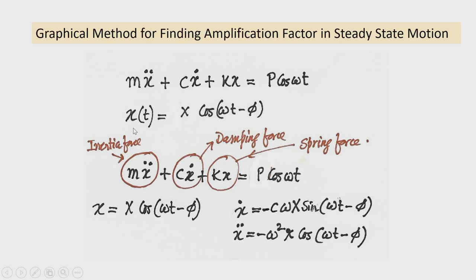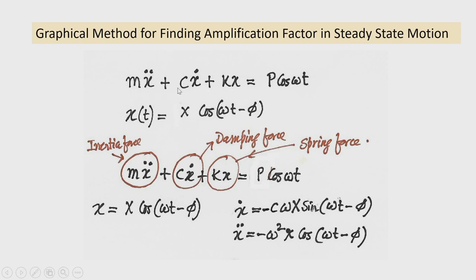Now, let us find the magnification factor by another method, that is a graphical method, because sometimes in the solution of the differential equation or the step by step solution, with rigorous algebra, you may commit a mistake; there is a possibility. So a graphical solution, if it is available, will give quick results and it will be accurate also, because there will be less chance of error.